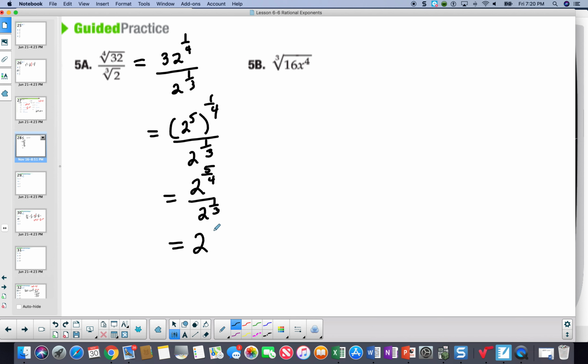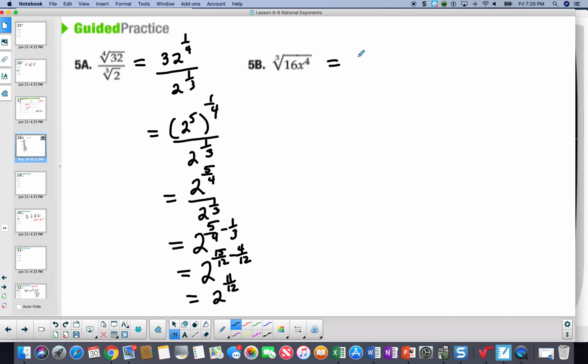Now I can subtract these. 5/4 take away 1/3. Now I need a common denominator, and that'll be 15 over 12 minus 4 over 12. And then that'll be 2 to the 11 over 12. That's the power I have.